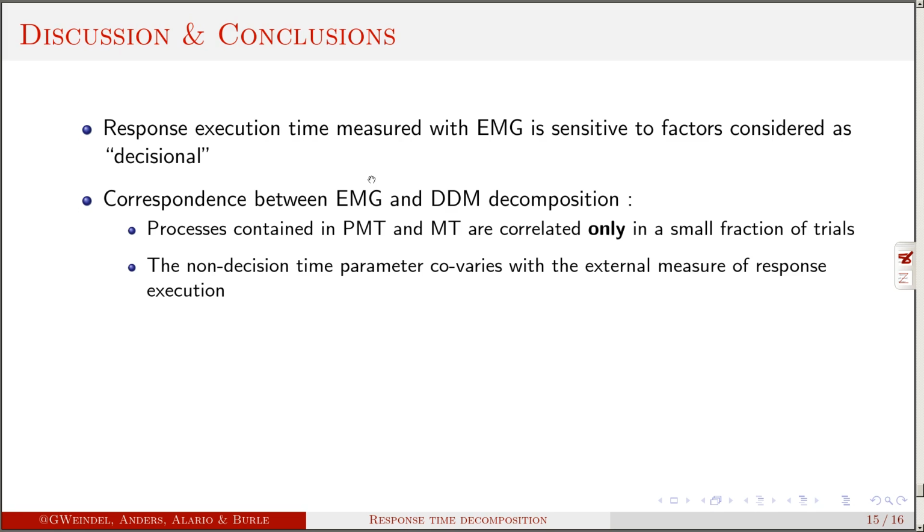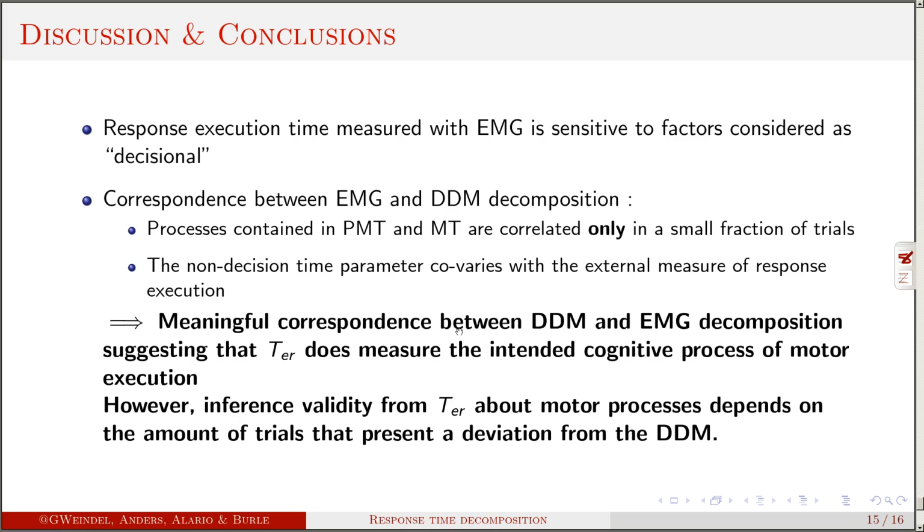And we do see that non-decision time co-varies with the external measure of response execution, that is, motor time. This all shows that there is a meaningful correspondence between DDM and the MT decomposition, suggesting that non-decision time does measure the intended cognitive process of motor execution. However, inference validity from non-decision time about motor processes depends on the amount of trials that present a deviation from the DDM, and hence inference validity probably varies with participants and probably also task demands.